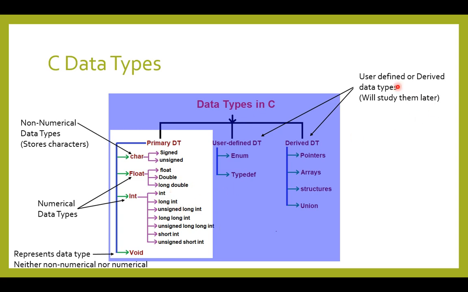And in the C programming language there are some other advanced data types also, right? Like arrays, pointers, like this. So in our scope we are not going to discuss those user defined and derived data types. We will discuss them later on.